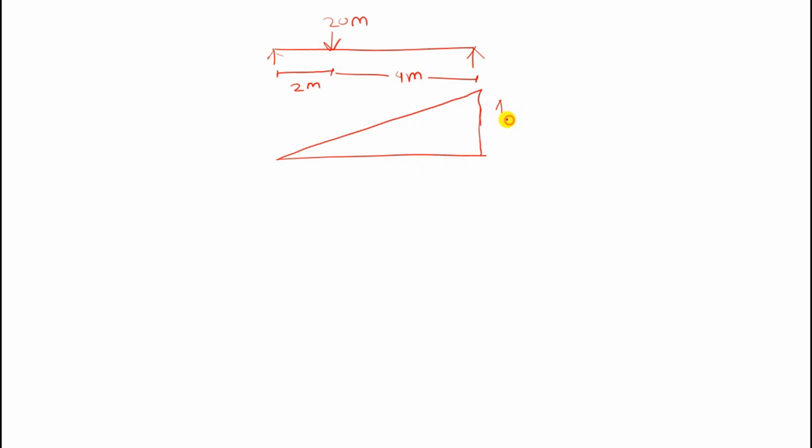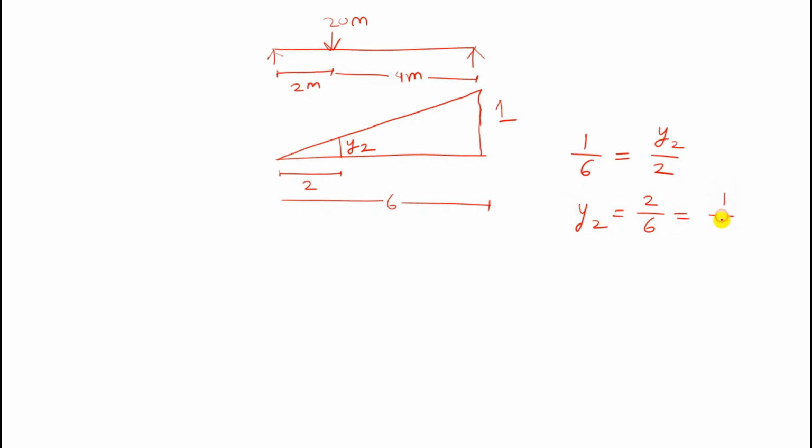So this value is 1 and you have to calculate this y2. So this is 2, this is 6. So we can write 1 by 6 equals y2 by 2. So y2 equals 2 by 6, that is 1 by 3. Hence RB equals W into y2, that is 20 multiplied by 1/3.